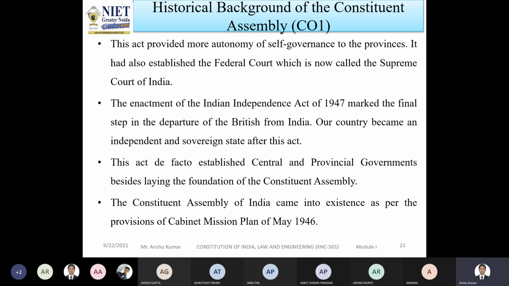The Constituent Assembly of India came into existence as per the Cabinet Mission Plan of May 1946. In the Cabinet Mission Plan, it was clearly mentioned that India must have its own Constituent Assembly for framing the next course of action, that is, framing the Constitution in the form of their own law system.